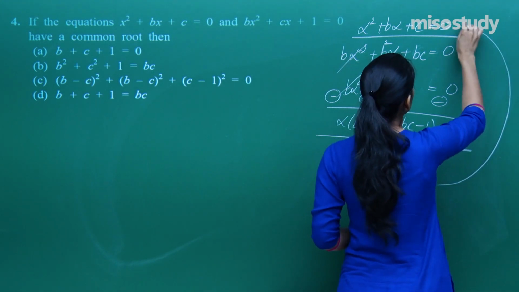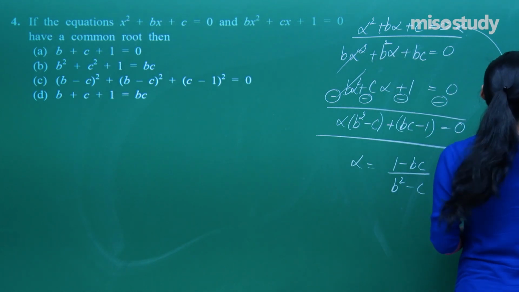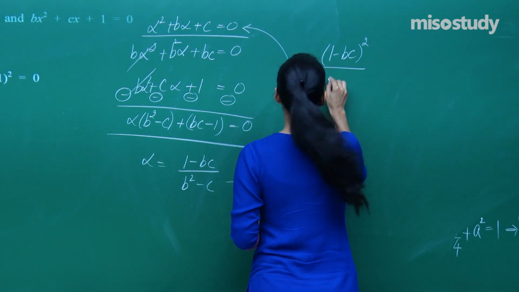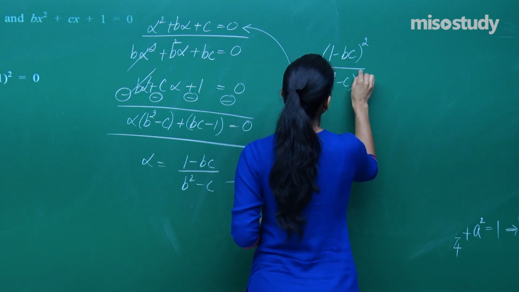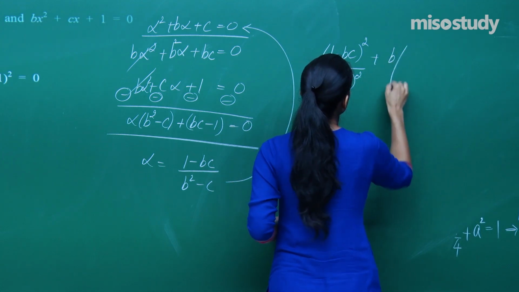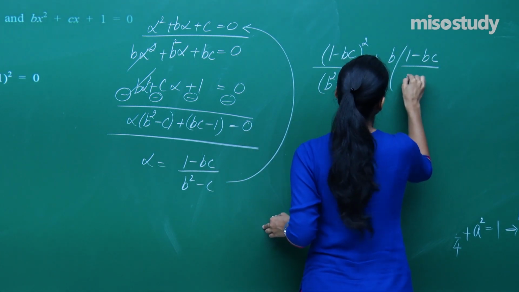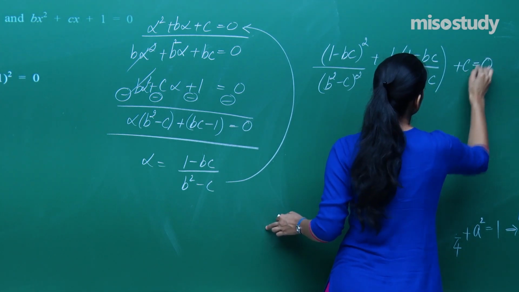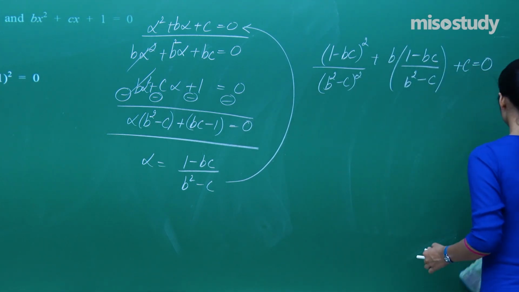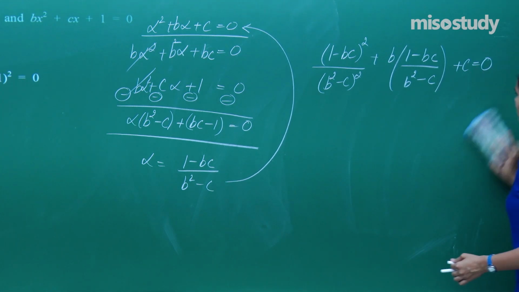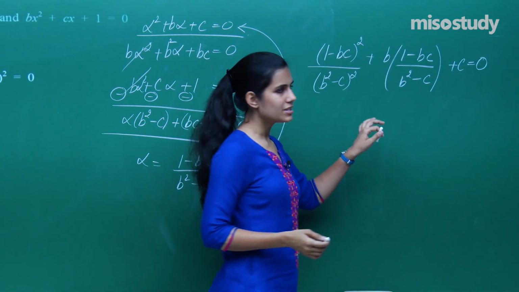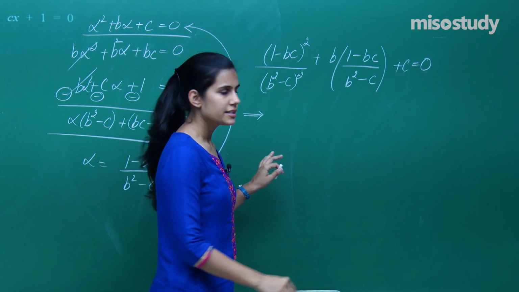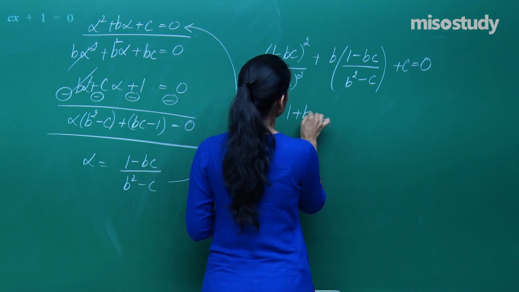So, alpha turns out to be 1 minus BC upon B square minus C. When you plug this value of alpha in here, you basically get 1 minus BC whole square upon B square minus C whole square, this is alpha square, plus B into alpha plus C is 0. Okay? Now next what do you get is, once you have this being satisfied, when you eventually solve this out, you get 1 plus B plus C.